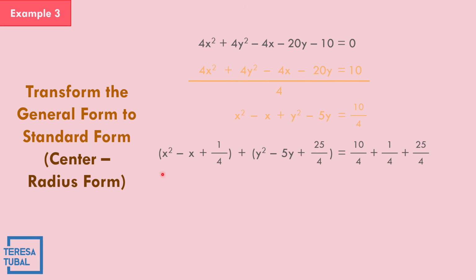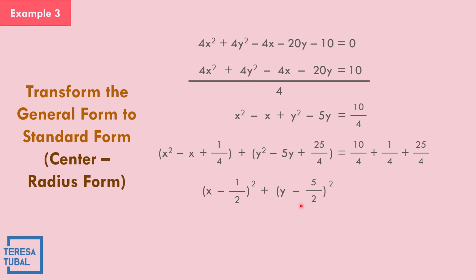So, let us get the factored form. The factor is x, copy the sign, minus, the square root of 1 is 1, the square root of 4 is 2, and then square. Plus, the square root of y squared is y, copy the sign, negative. The square root of 25 is 5, the square root of 4 is equal to 2, equals 10 over 4 plus 1 over 4 is 11 over 4, plus 25 over 4, the answer is equal to 36.